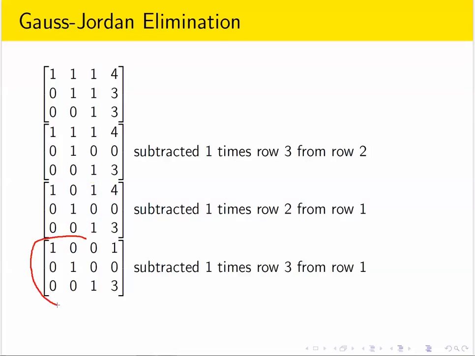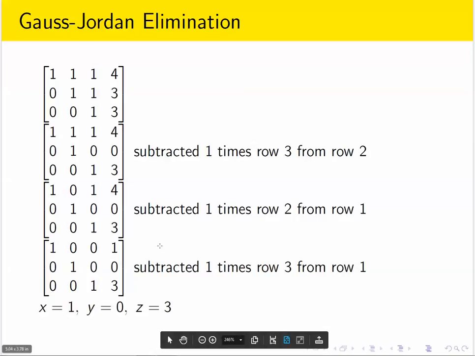At this point, everything here on the left side looks like an identity matrix. And from that, I'm going to be able to read off the values now from the final column. The first row gives me the x value, the second row the y value, and the third row the z value.